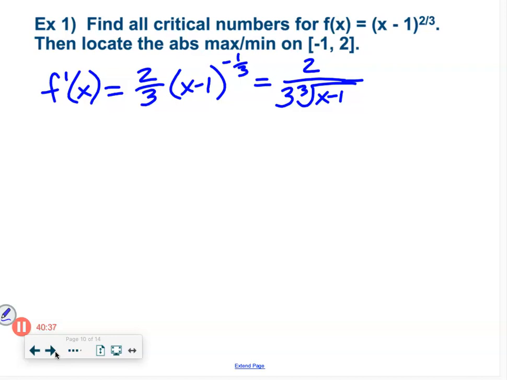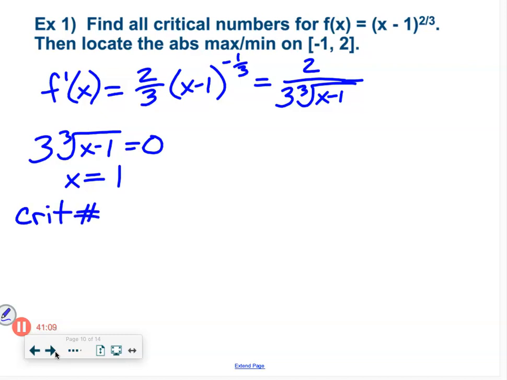Is the top ever going to equal 0? No, it's a constant of 2, right? So that would be silly. So the only critical value is if you set the bottom equal to 0. What does x equal? 1. You should be able to look at this and know that x equals 1 to make that 0, right? If not, if you have to divide by 3 and cube both sides and add a 1, then do that. But I'm hoping you'll get to a point where you'll be able to look at this and say, oh, x is 1. So our critical number, is that in the domain of the function?